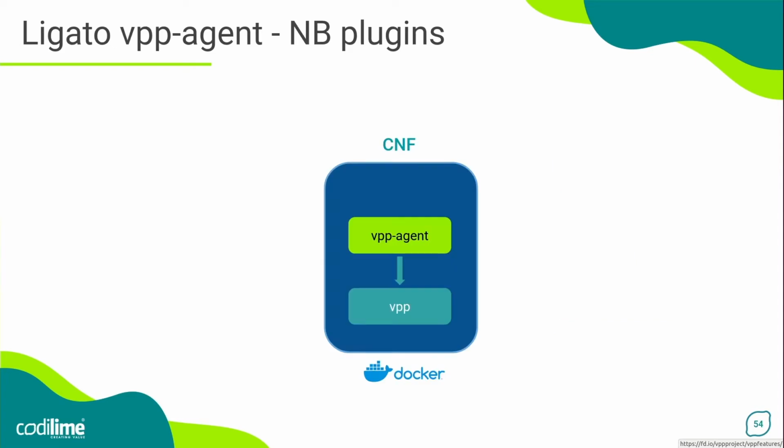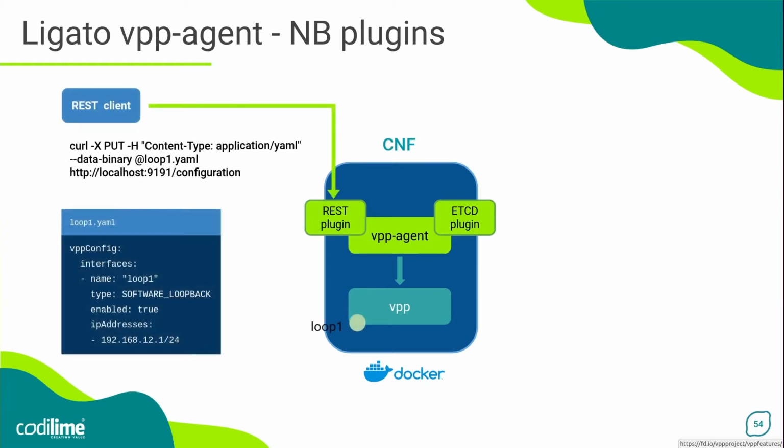Let's see how to configure a CNF based on vpp-agent. To do this, we will use 2 plugins. First, the REST plugin, and then the etcd plugin. We'll take a very simple example. Let's assume that we want to configure a new interface for the VPP. Here's how you can do it using REST.